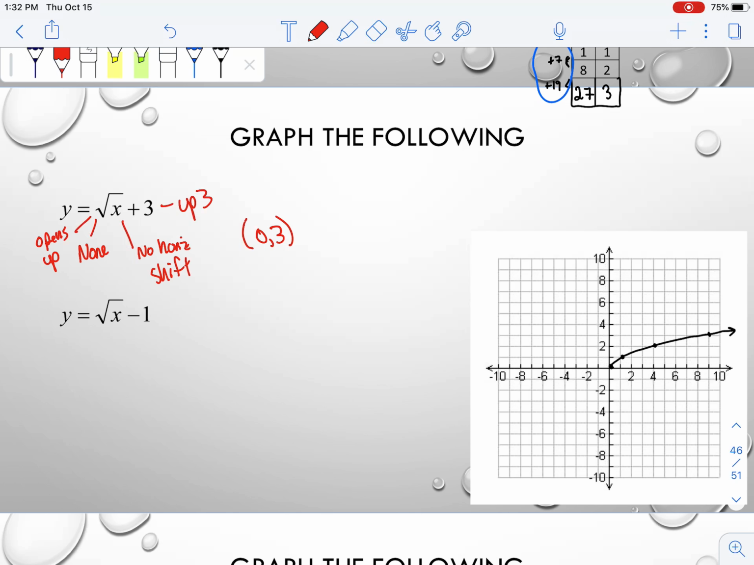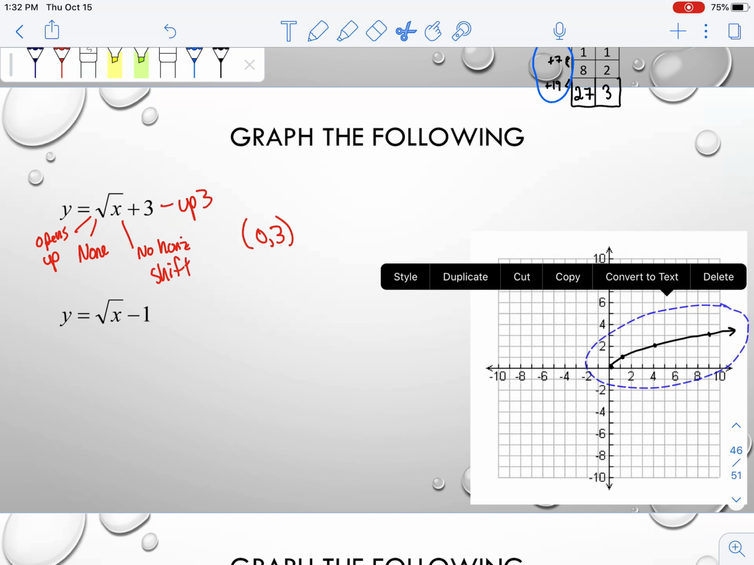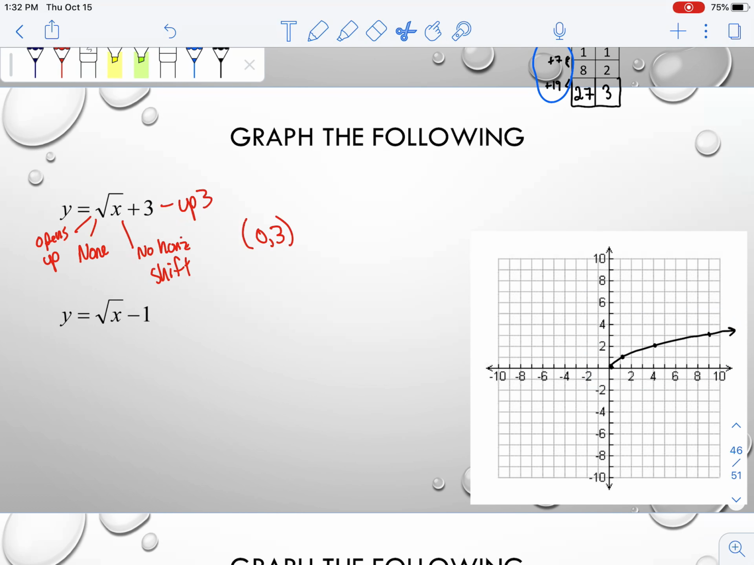All right, so what I have here, I just graphed the parent. I'm going to try and be somewhat tech savvy and just kind of move this graph around. So I'm going to copy this, and then I'm going to hold off on pasting it. So 0, 3, we're sliding this graph up 3. So here is my locator point of 0, 3.